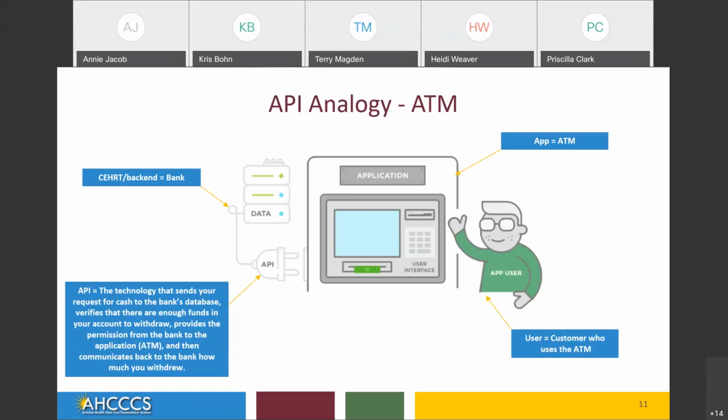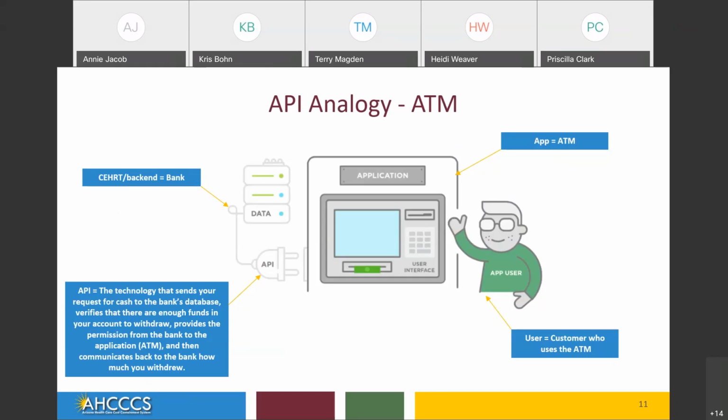So we're going to walk through an illustration to explain how APIs work. In this scenario, on the right-hand side, we have a customer who is using an ATM to pull money out of the bank account. The customer represents the app user. The ATM represents the app or the user interface used when a patient accesses data in the healthcare world. The bank, to the left-hand side, represents the Cert, and the money represents the health data. In this scenario, the bank has all the money that the ATM needs access to, or the Cert has all the data that the app needs access to.